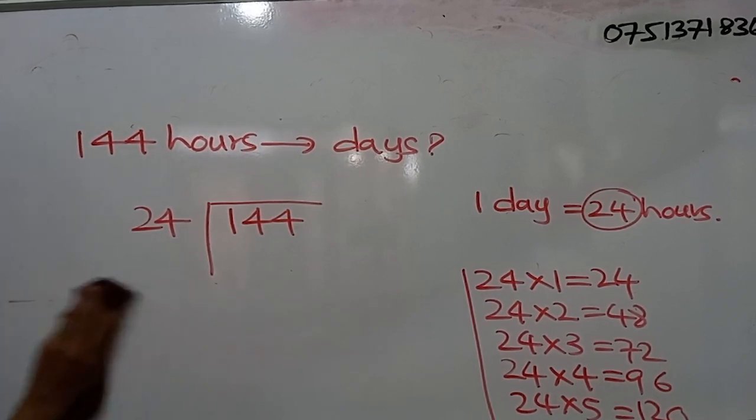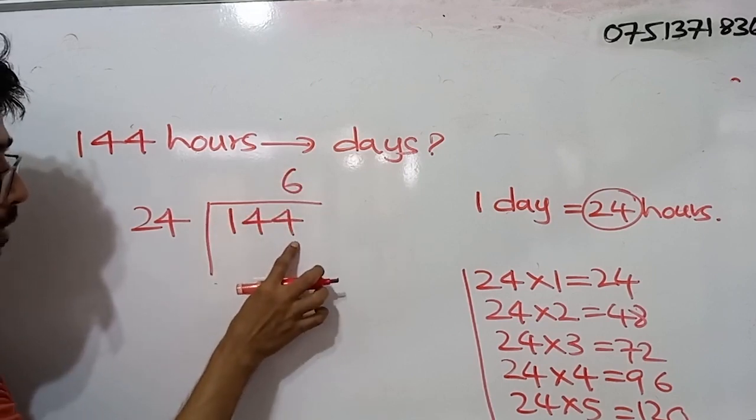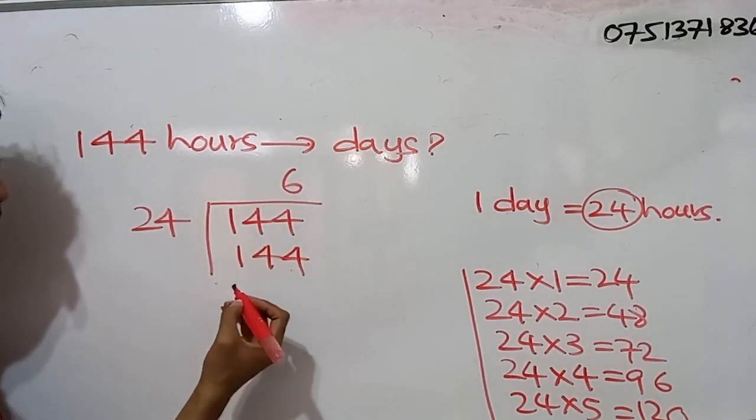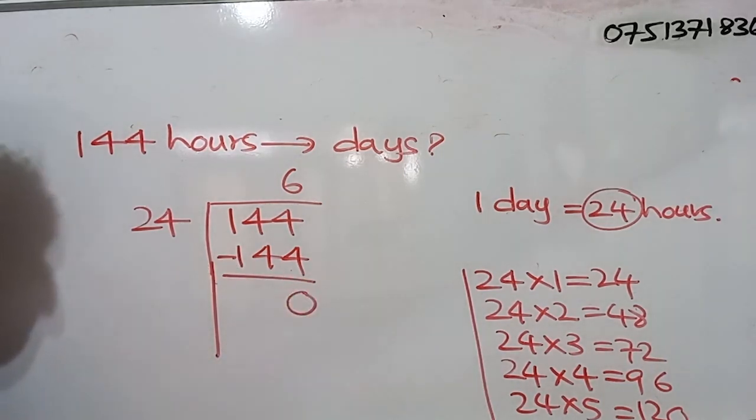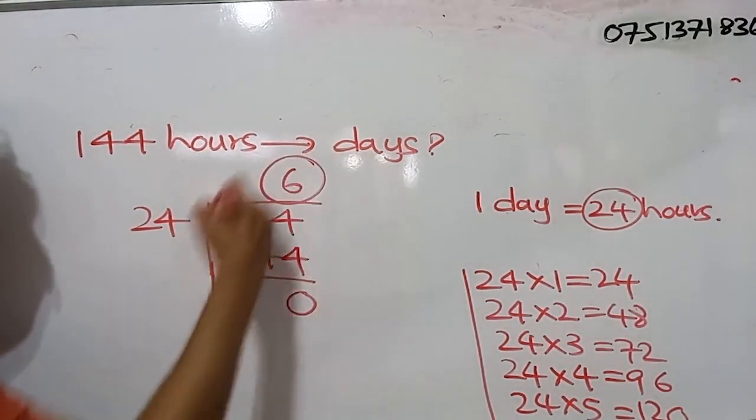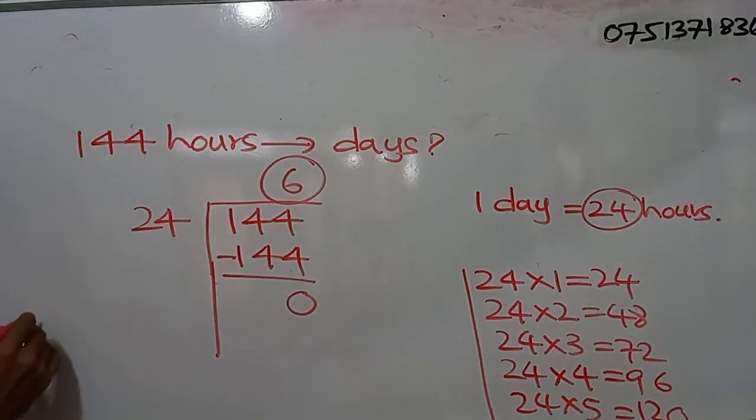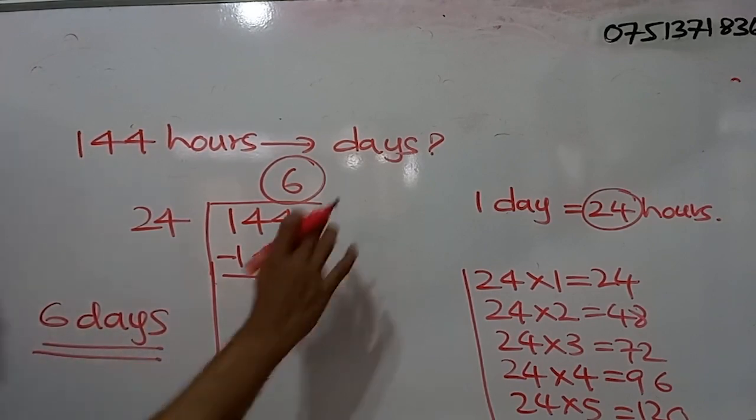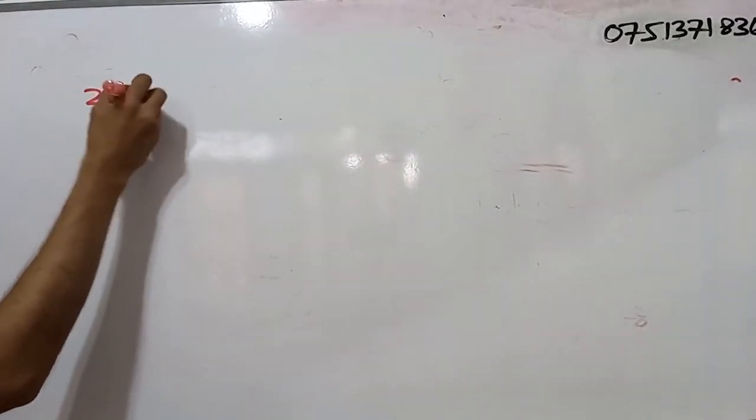So we write 6 above the 4 of 144, that is the last digit. 24 times 6 is 144. We subtract 144 from 144, then we get 0. So what is the answer? 6, and 6 here means days. So the answer is 6 days. Right. Now we will convert 37 hours.